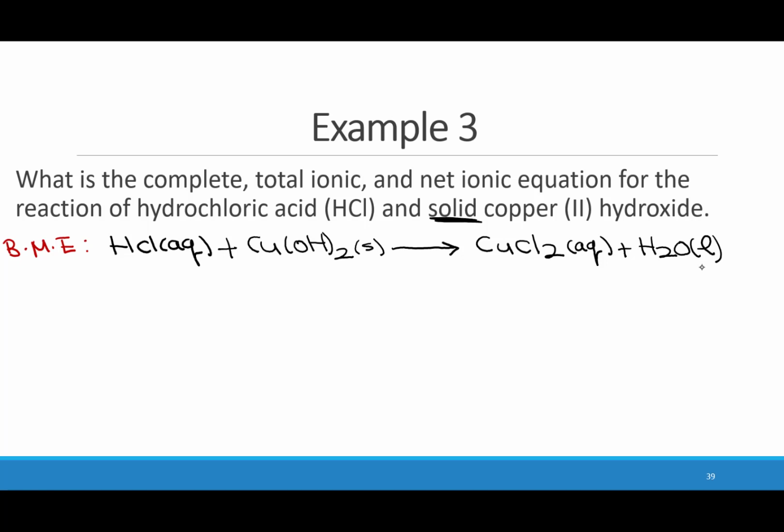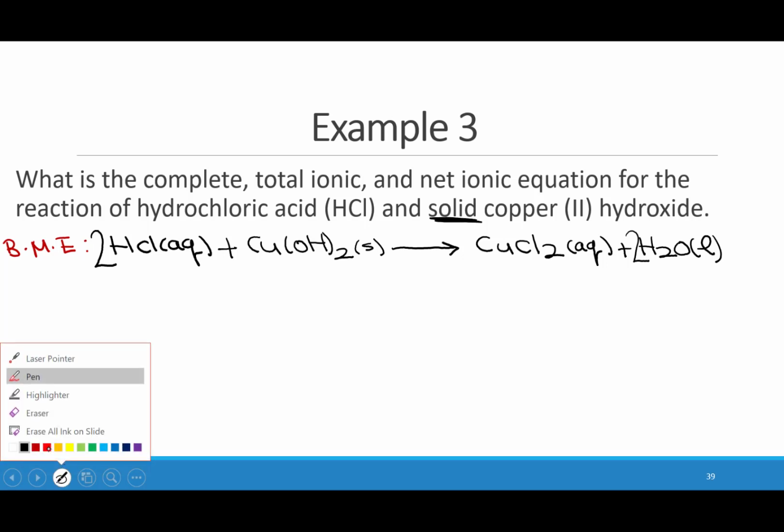The next thing that we have to do is to balance it. We have 1 copper on each side. We have 1 chlorine on this side, 2 on that side. That's why I add a coefficient 2 in front of hydrochloric acid. Now let's do hydrogens. I have 4 hydrogens on the reactant side, 2 on the product side. If I add a coefficient 2, I will have 4 hydrogens on both sides. And for oxygen, I have 2 oxygen and 2 oxygen. Then this equation is balanced. This is our balanced molecular equation.